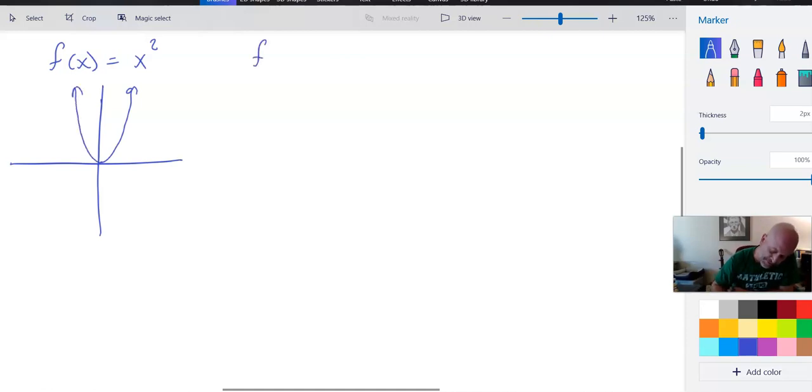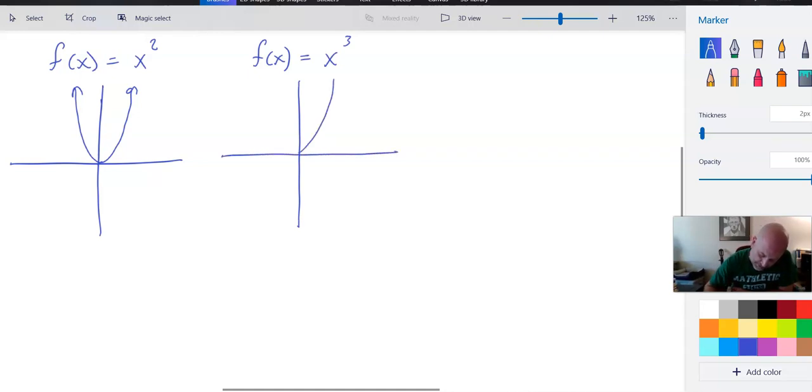Then we have f of x is equal to x cubed, that has a basic shape. Well, that's not real good. Let's try that again. Of something like this. Well, that wasn't as smooth, but it probably hugs the curve a little better. It looks something like this.